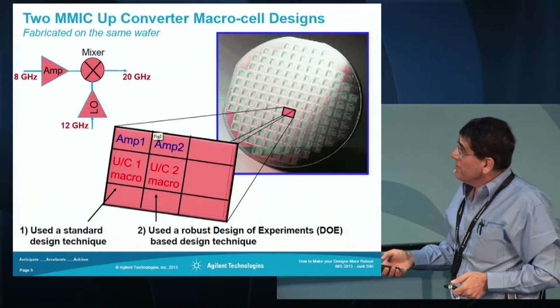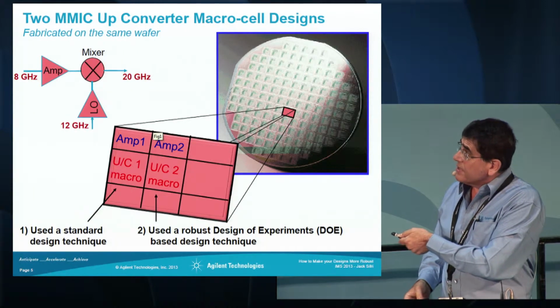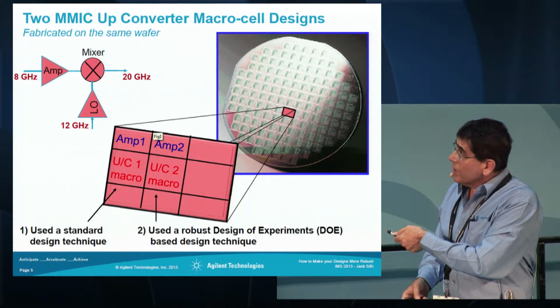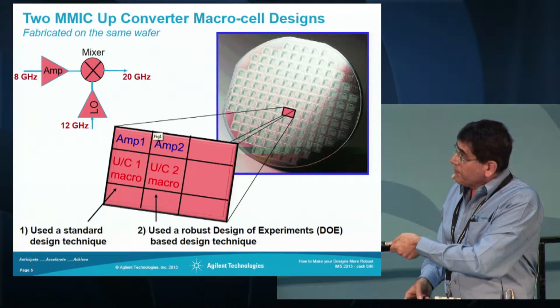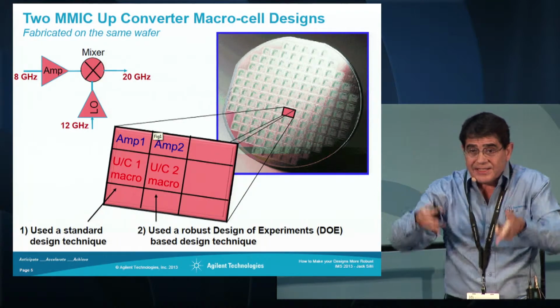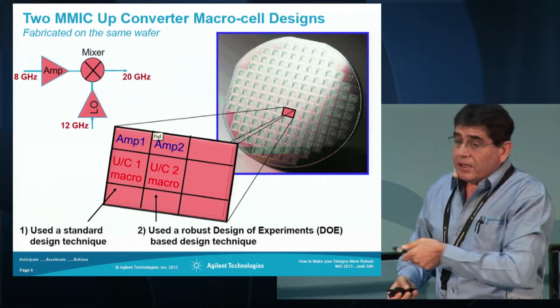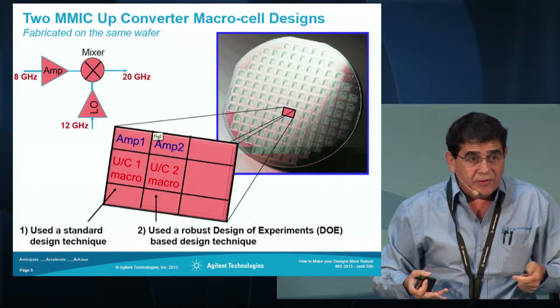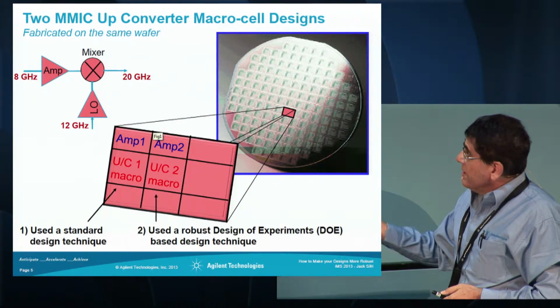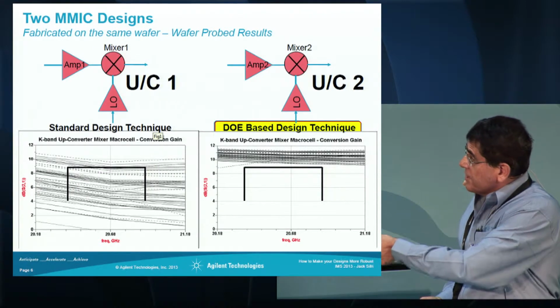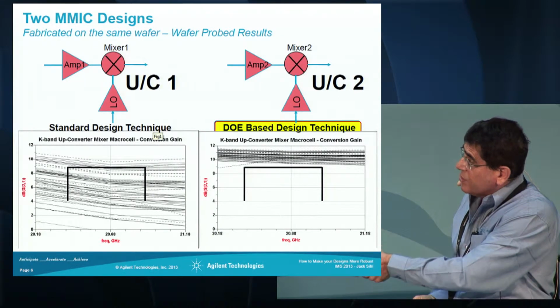And the other experiment we did is we added a mixer and an LO amp to that amplifier. We constructed this macro cell, and we put it in the same wafer, and we fabricated this whole macro cell in the same process, same wafer. We did this. And this is the results. This is the wafer probed results. Notice the conversion gain at 20 gigahertz.